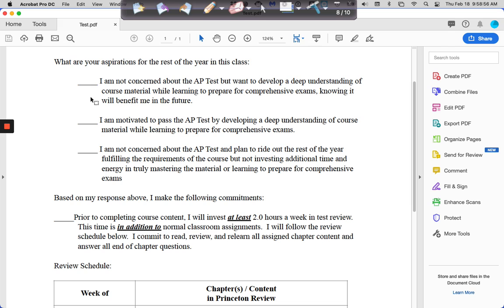So I really want to know your answer to this question. What are your aspirations for the rest of the year? And in speaking with some of you, I tried to summarize generally what I was hearing into 3 specific groups. Some of you are thinking this: I'm not concerned about the AP test, but I do want to develop a deep understanding of course material while learning to prepare for comprehensive exams, knowing this will benefit me in the future.